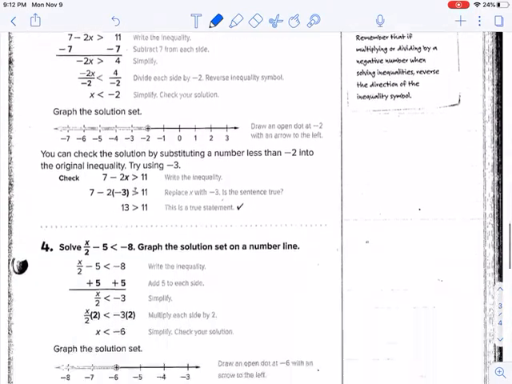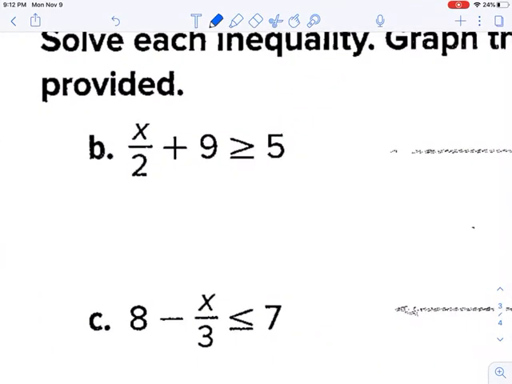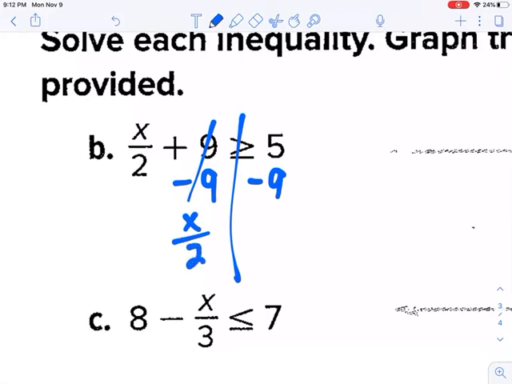All right, let's go to the next page. Look at letter B. So we're going to subtract 9. Subtract 9, that still keeps x divided by 2 on that side, greater than or equal to, and we get a negative 4. Then we're going to multiply by 2 on both sides. That's going to give us x is greater than or equal to negative 8.